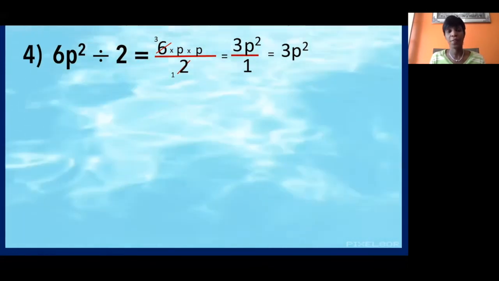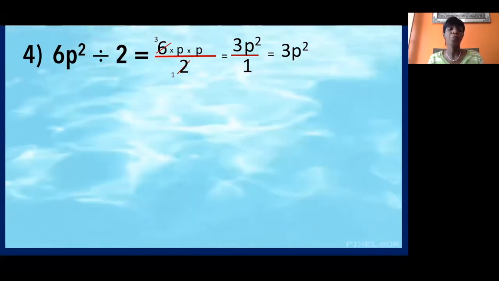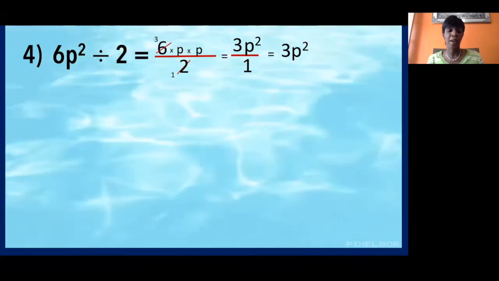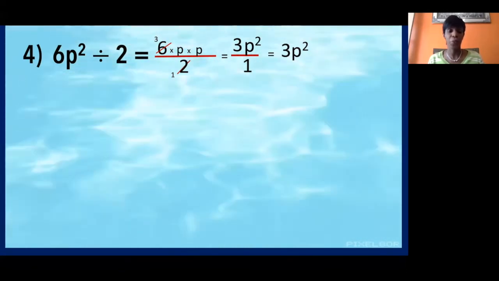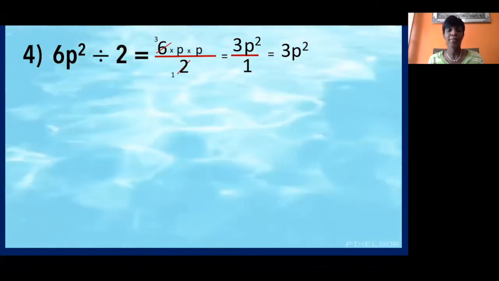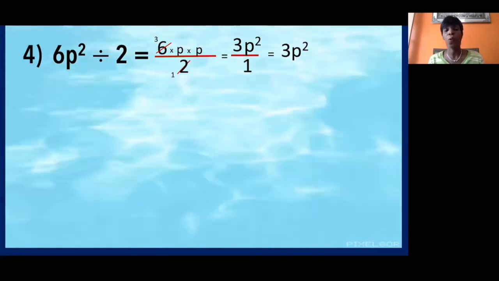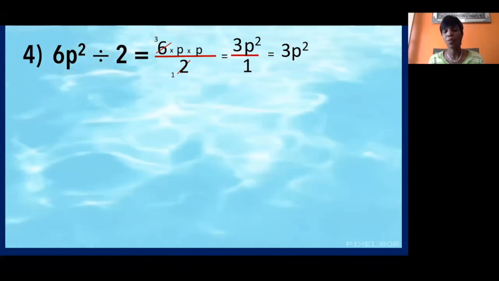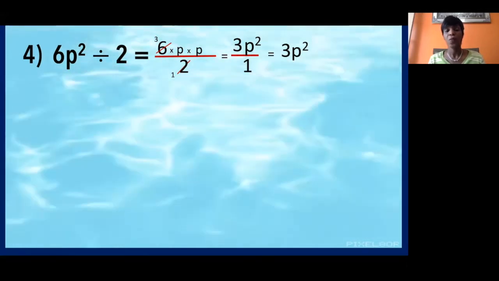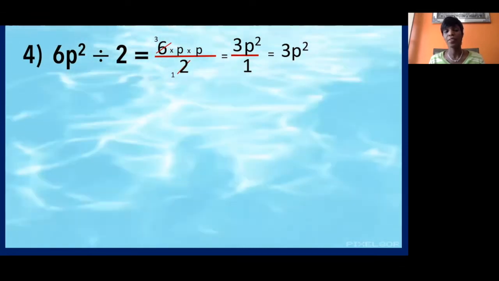Do I need to go over that again? Let me go over it again before we move on to question number 5. So it says 6p squared divided by 2 is equal to, so when we break it down as a fraction, 6 times p times p goes to the top, and at the bottom we have 2. Now we have whole numbers. When we have whole numbers, we can cancel out. How do we cancel out whole numbers? We find the highest common factor of the top and the bottom, the numerator and the denominator.